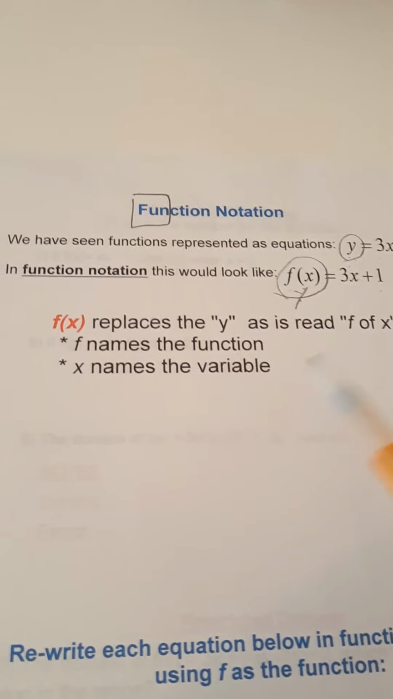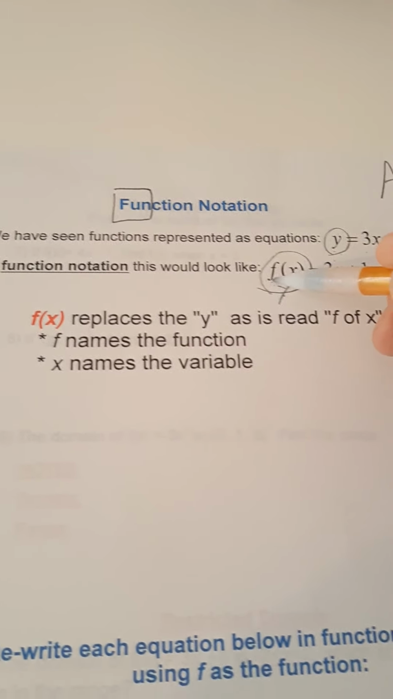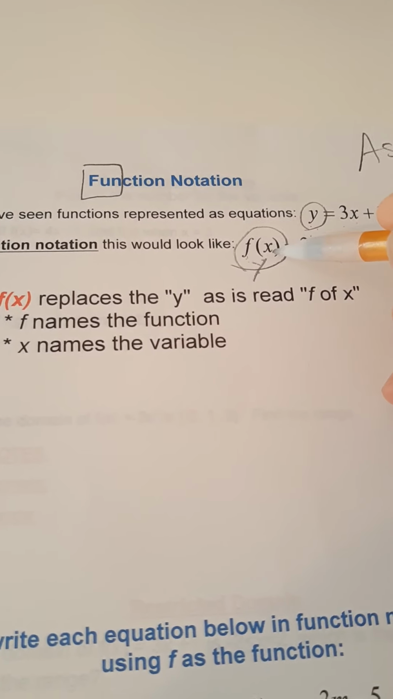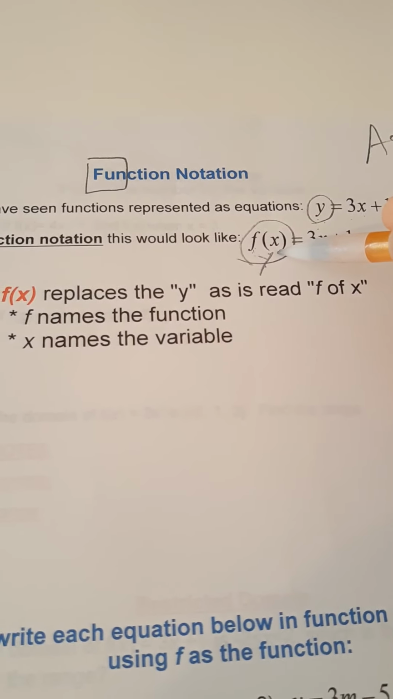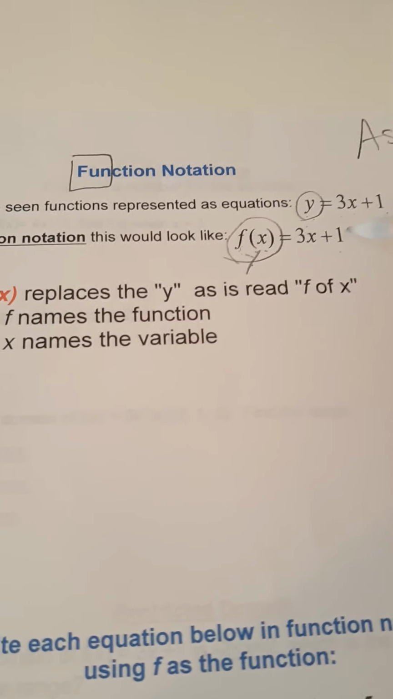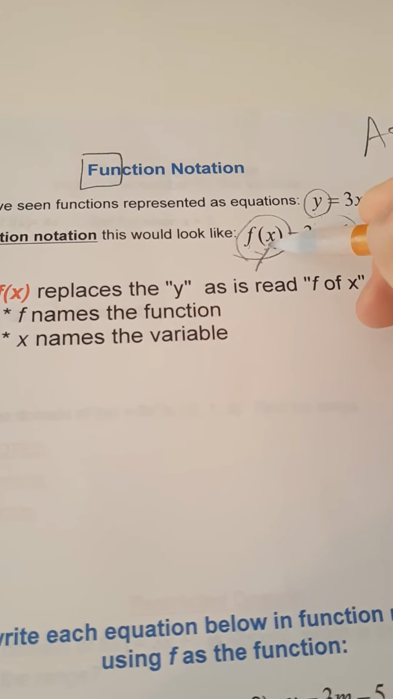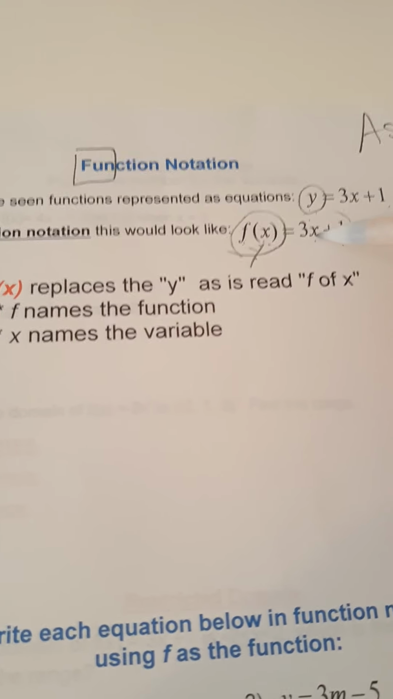F names the function. This can be any letter of the alphabet. X names the variable. So f of x means that in this area right here, I'm going to have an x. If there was an m here, then there would be an m here.